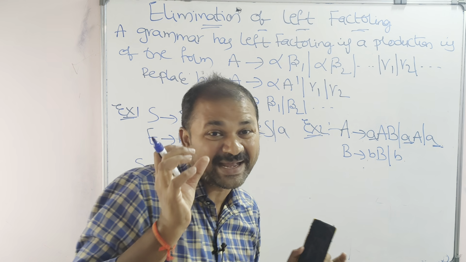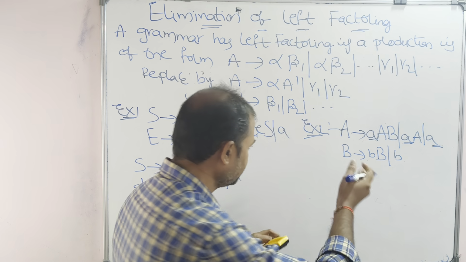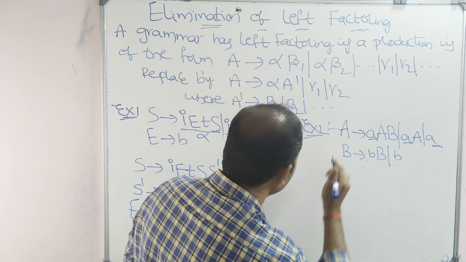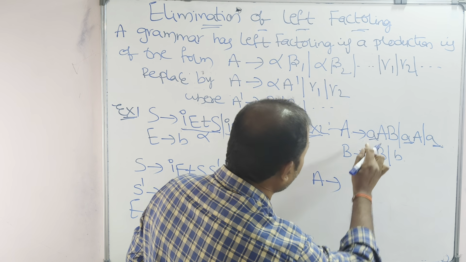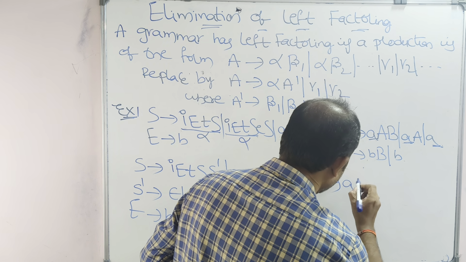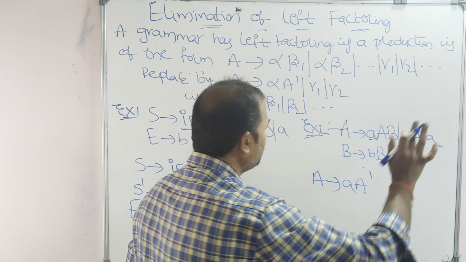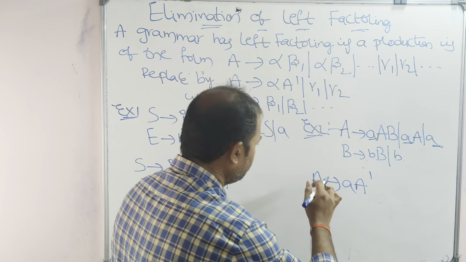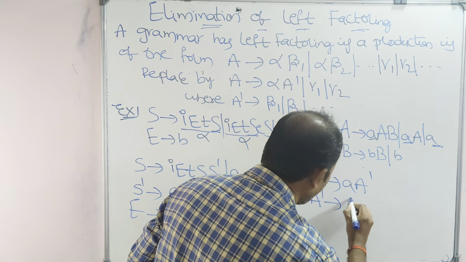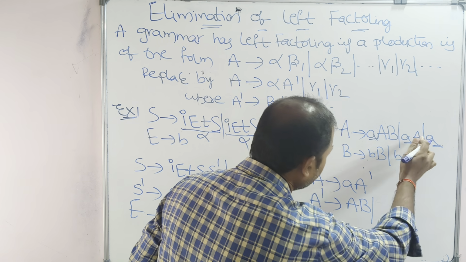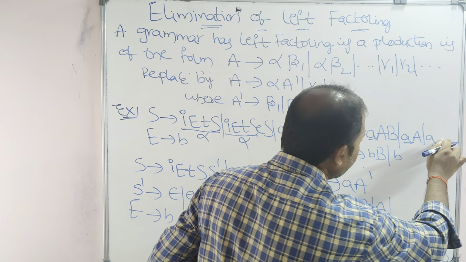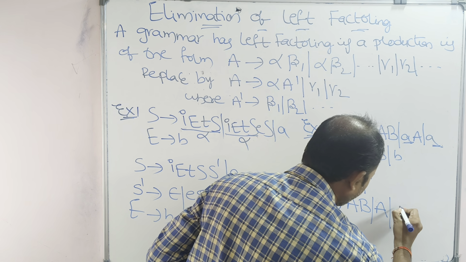So first we have to identify the common symbols. Replace this production by A produces alpha A dash. What is alpha? A is common. Gamma 1 is not there. Where A dash implies beta 1, what is beta 1? AB, or what is beta 2? A. What is beta 3? A into epsilon is nothing but A only.